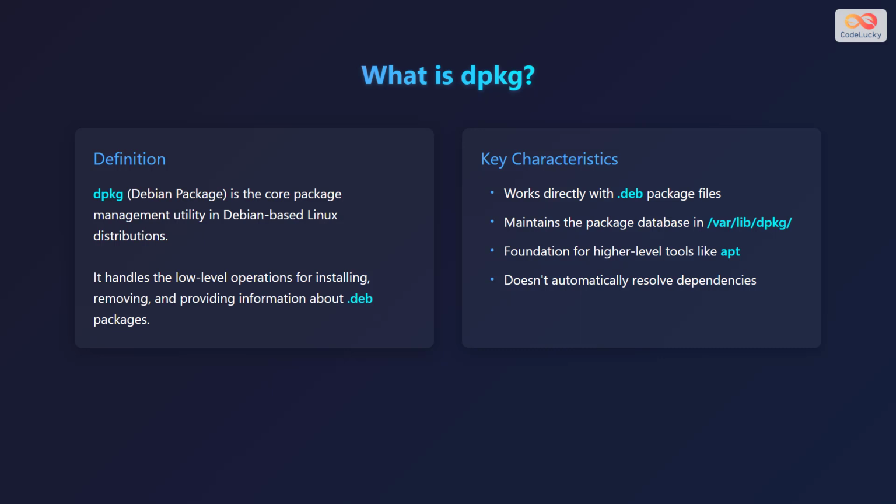So, what exactly is dpkg? dpkg, short for Debian package, is the core package management utility in Debian-based Linux distributions. It handles the low-level operations for installing, removing, and providing information about .deb packages. Some of its key characteristics are that it works directly with .deb package files, it maintains the package database in /var/lib/dpkg/, it serves as a foundation for higher-level tools like apt, and it does not automatically resolve dependencies.